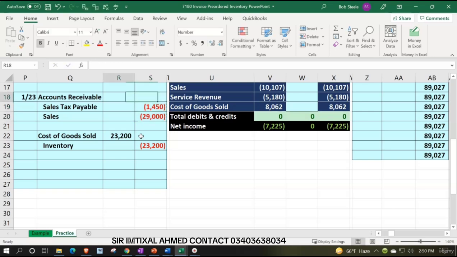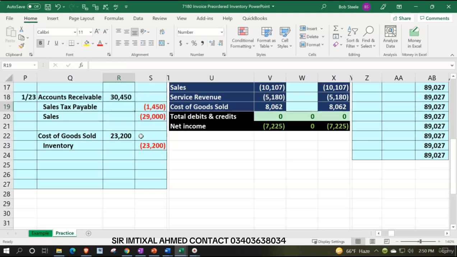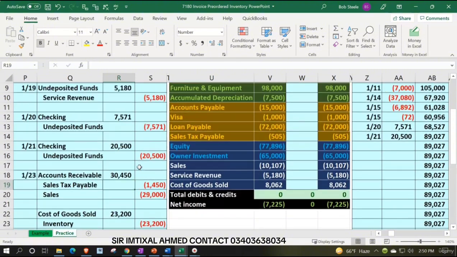That means we need to be receiving from the customer and collecting at some point in the future the negative sum or plug formula of these items. That's going to give us the 30,450. All right, so let's go ahead and record this out.